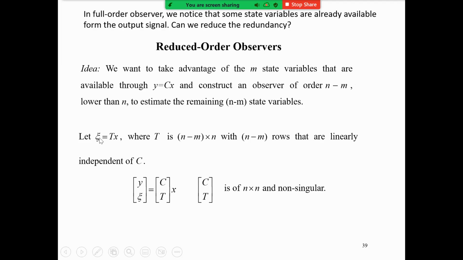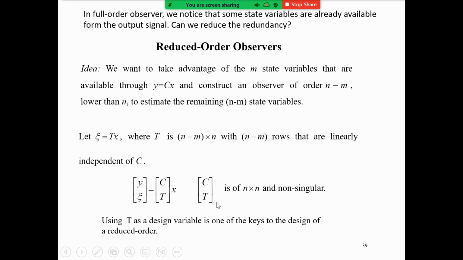So we define a transformed state, which is Kc equals T times X, where Kc is of dimension N minus M. Those are the state variables we try to estimate. We put them together: we combine Y and Kc. So this will be the transformed state vector we try to estimate. Then matrix Ct has to be non-singular. Now, the key in this reduced order observer, you have to use T as a design variable.